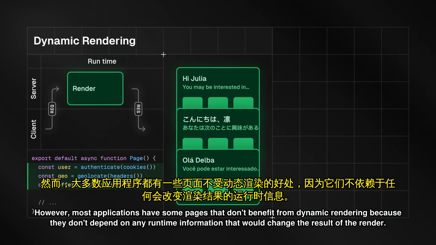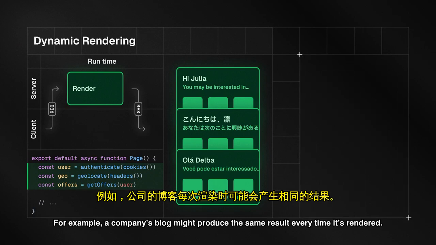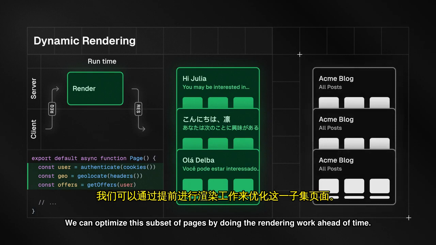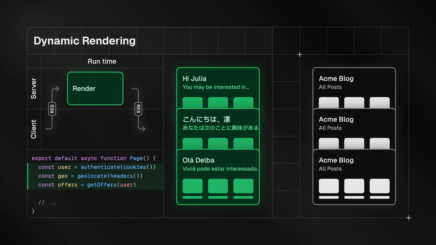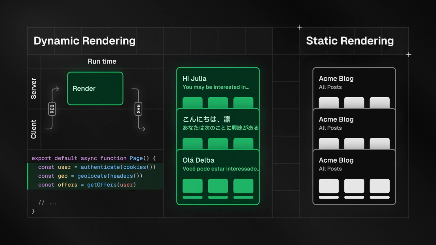However, most applications have some pages that don't benefit from dynamic rendering because they don't depend on any runtime information that would change the result of the render. For example, a company's blog might produce the same result every time it's rendered. We can optimize this subset of pages by doing the rendering work ahead of time. We call this end of the spectrum pre-rendering or static rendering.